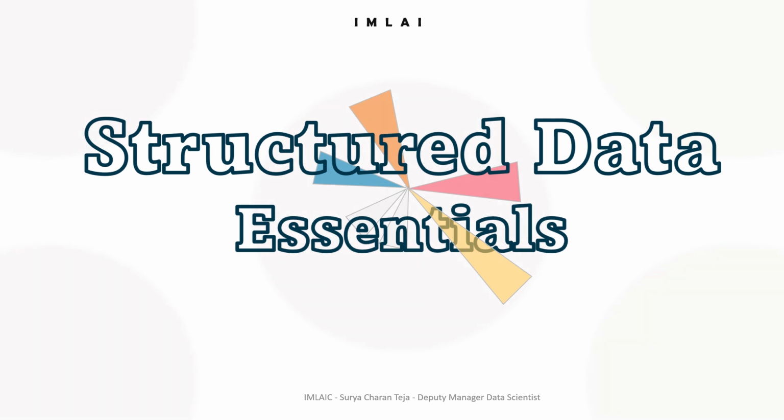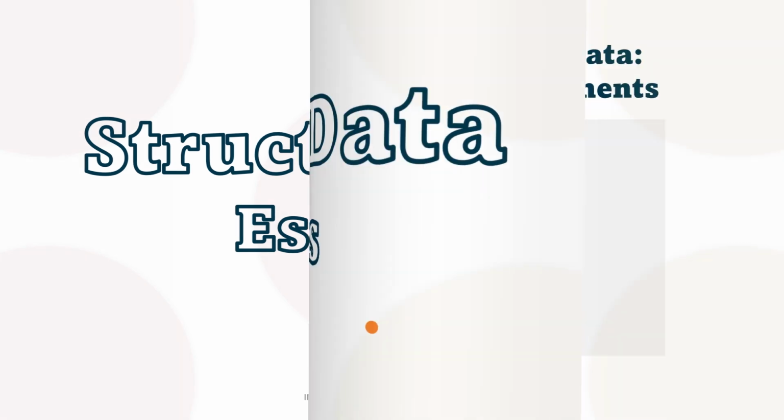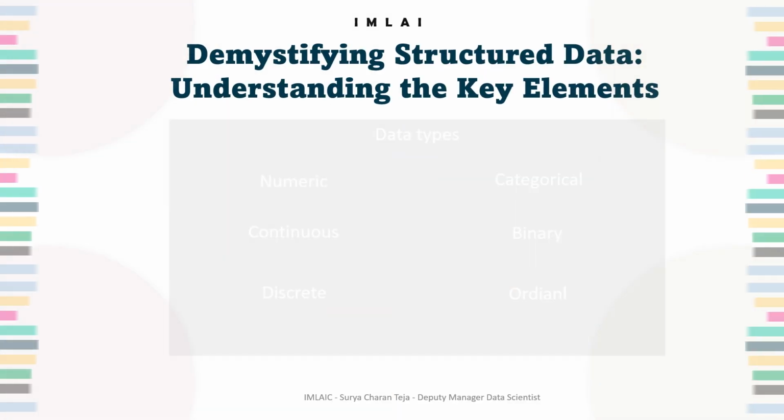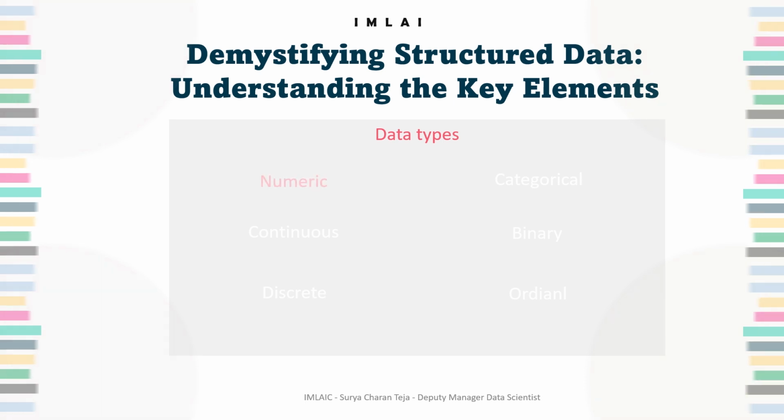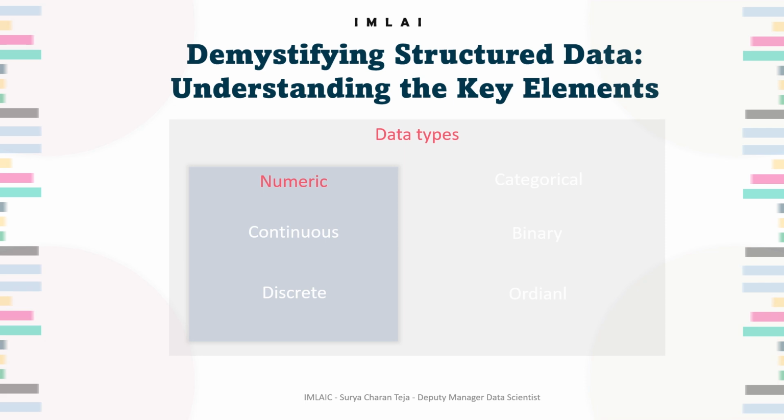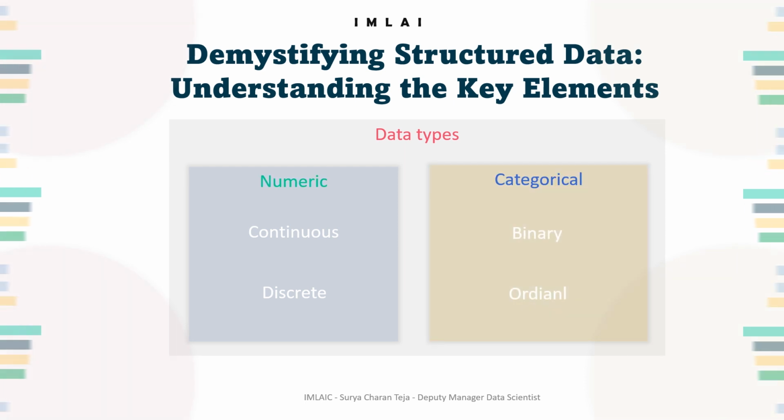So now let's delve into the structured data types. What are the basic types of structured data? Let's demystify structured data and understand the key elements of it. There are two basic types of structured data. One is numeric, and the other one is categorical.